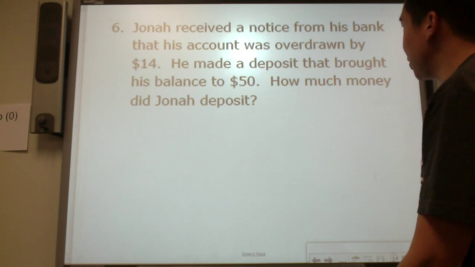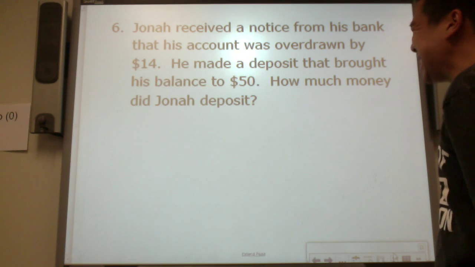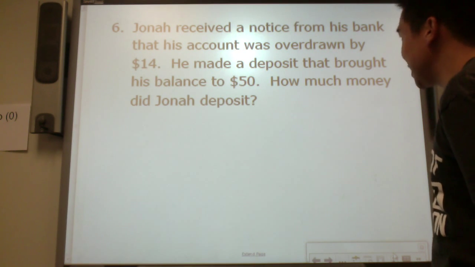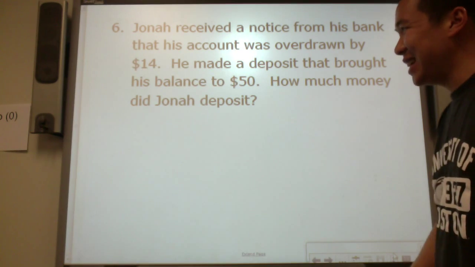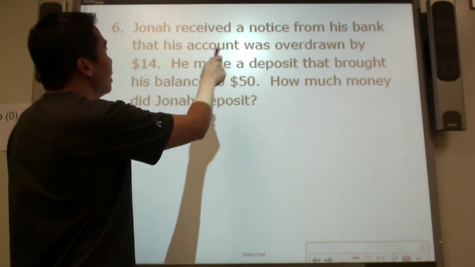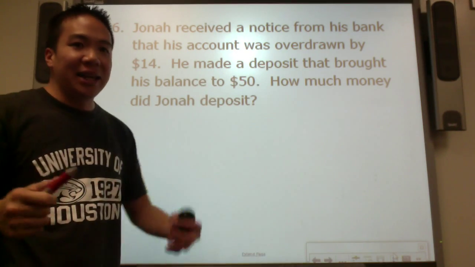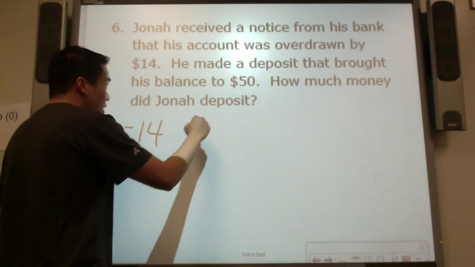Number 6, Jonah received a notice from his bank that his account was overdrawn by $14. He made a deposit that brought his balance to $50. How much money did he deposit? So he has an overdraft. Overdrawn means he does not have any money. That's a negative thing. So he's -$14.